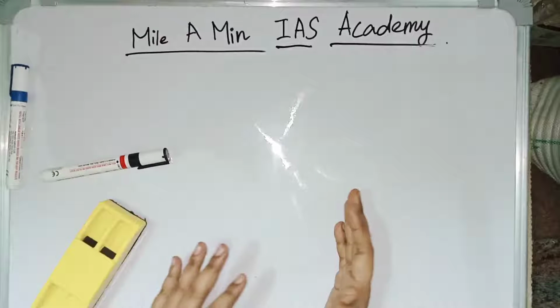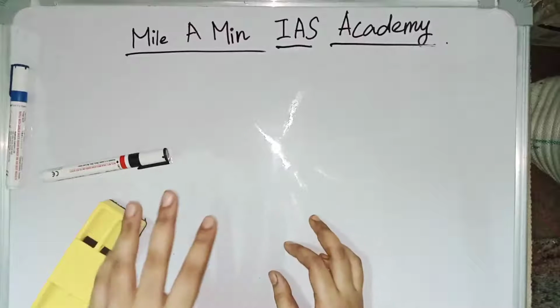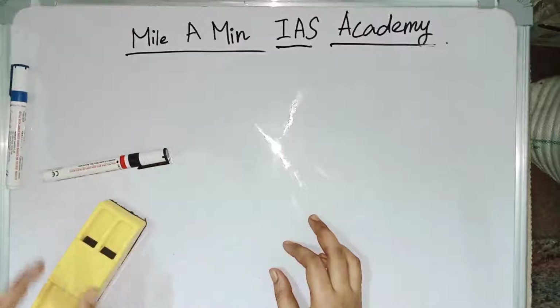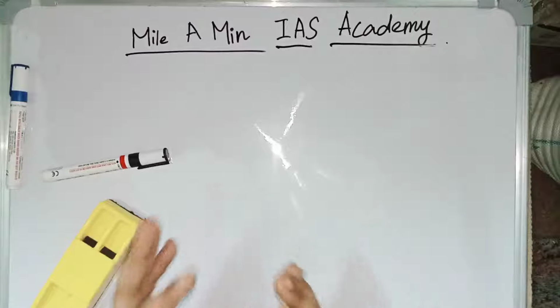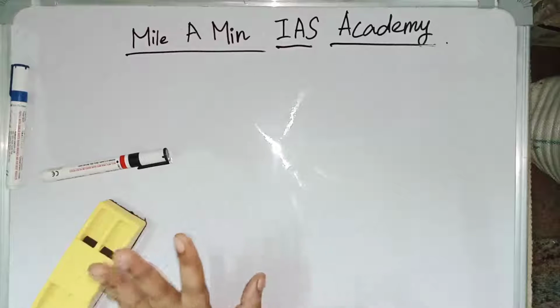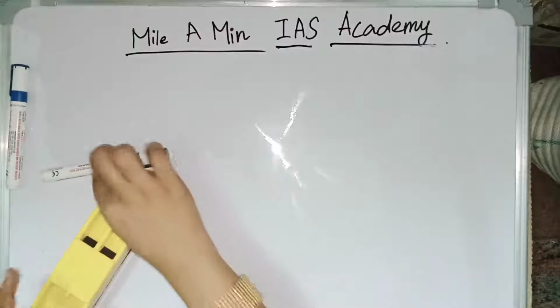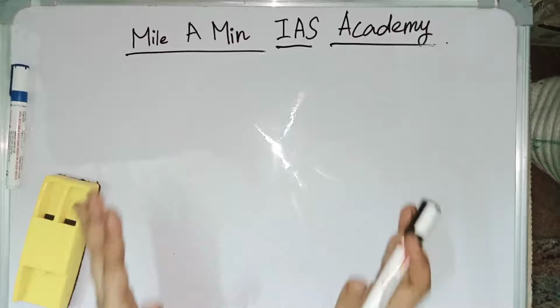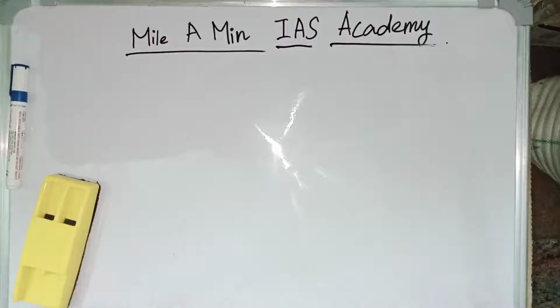So let us start with the syllabus of economy. Generally, the things given in the syllabus are very abstract. You can't get a clear view of the things which you need to learn in economy. So let us discuss the things you need to learn in economy in the static syllabus.